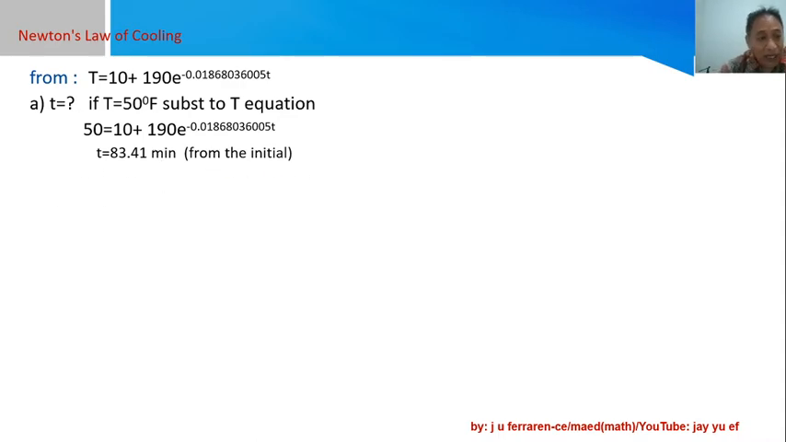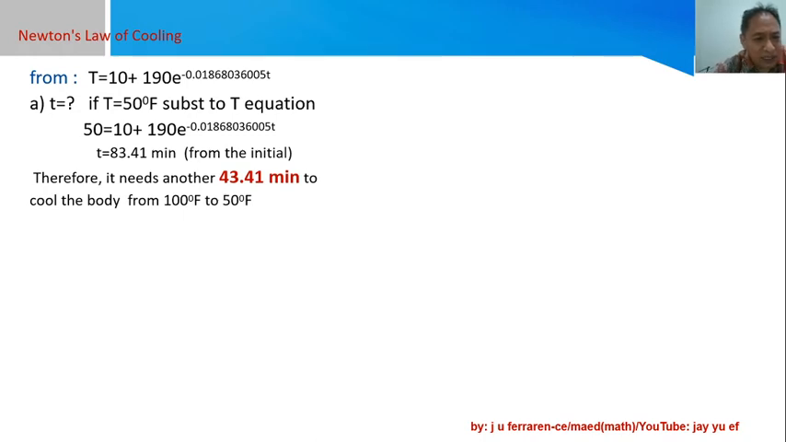Okay, now, our question is not really based from the initial, but it is based from 100 to 50 degrees Fahrenheit, the body temperature. So it needs the difference, because it needs 40 minutes initially to reach 100 degrees Fahrenheit. So the 40 minutes is now subtracted from this computed time. So it needs another 43.41 minutes to cool the body from 100 degrees Fahrenheit to 50 degrees Fahrenheit.